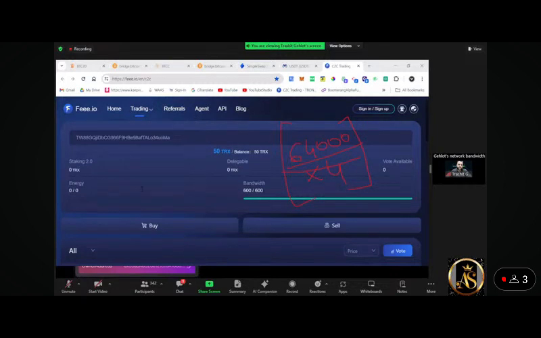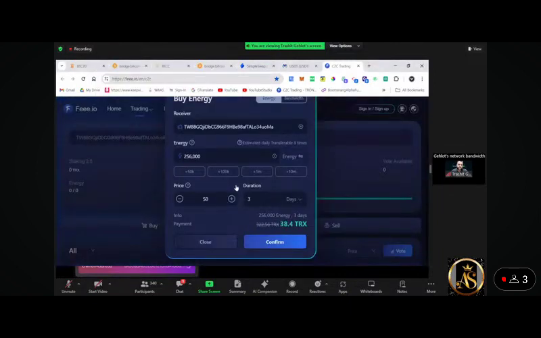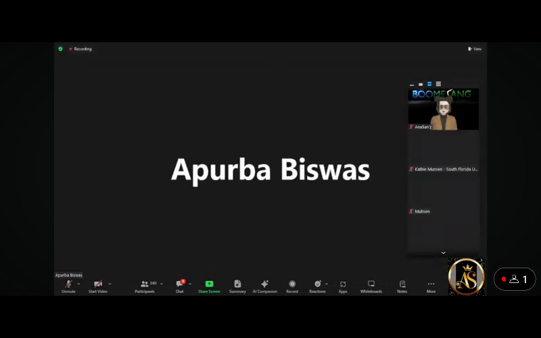So let me buy some energy. Let me reduce the price. You can buy in durations as well, for 1 hour, 3 hours, or a number of days. Let me assume that I'm doing these 4 transactions in almost an hour. So this is going to cost me only 26.88 TRX. That is almost equivalent to almost.